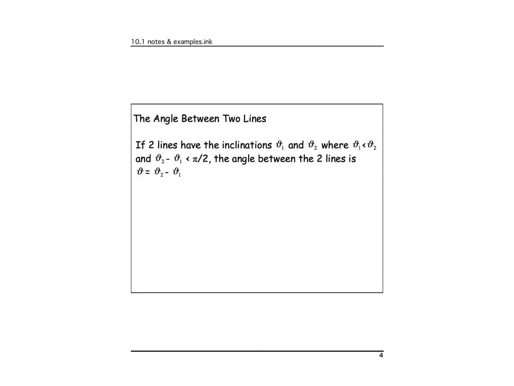Angle between two lines. So if two lines have the inclinations theta 1 and theta 2, where theta 1 is less than theta 2, and theta 2 minus theta 1 is less than pi over 2, less than 90, then the angle between the two lines is theta equals theta 2 minus theta 1. Okay, pretty self-explanatory there. Now, how do we go about finding that, though?